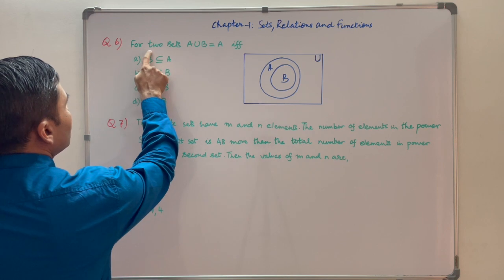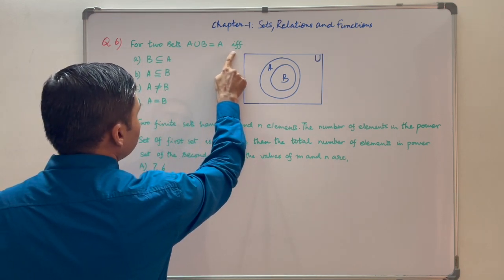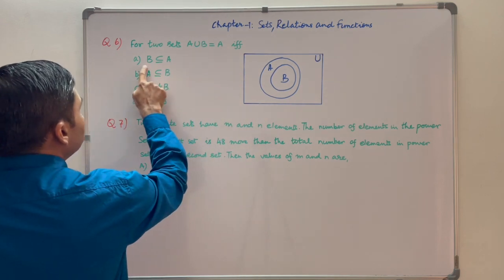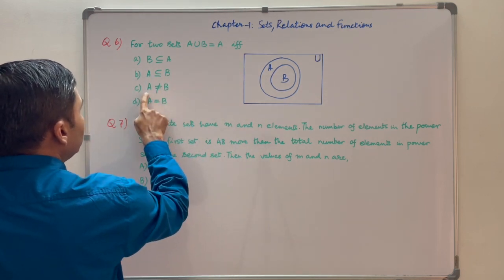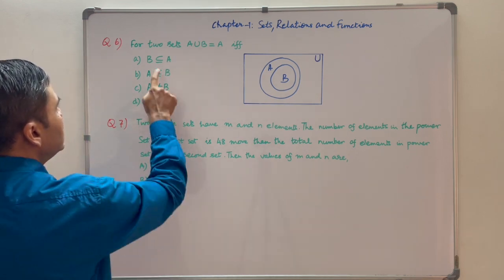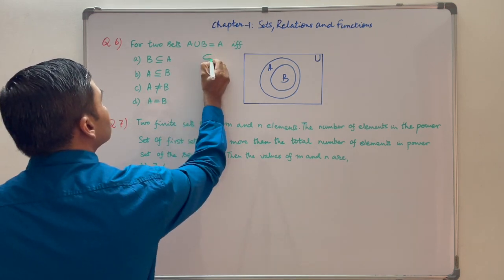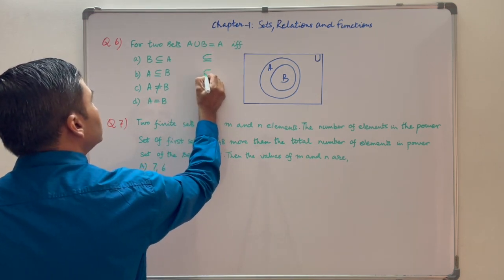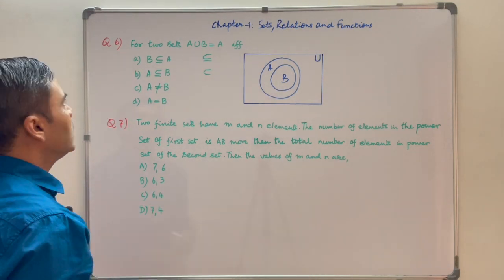Sixth question, for two sets, A union B is equal to A if and only if B is subset of A, or A is subset of B, A is not equal to B, or A is equal to B. This is subset symbol, this is subset symbol and this is proper subset symbol. We will see symbols in a while.